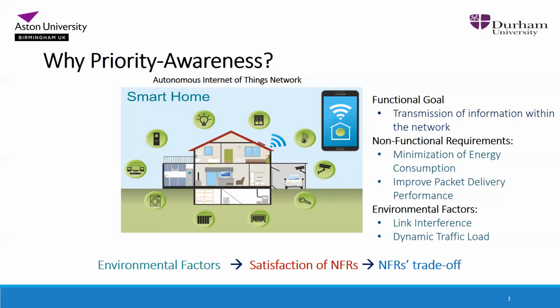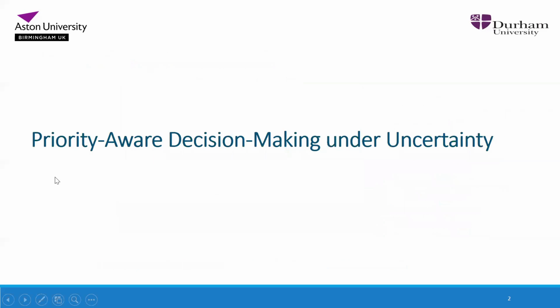And these satisfaction priorities depend on the stakeholders' preferences of the non-functional requirements under different situations. For example, under one of the situations, higher priority will be given to the minimization of energy consumption, for example if there is a high traffic load and we want to maintain the battery levels for these small computing devices or sensors. In another case, the packet delivery performance will have a higher priority. So it depends on the different environmental situations or contexts. Hence, such systems are required to take priority-aware decisions under uncertain environmental contexts.